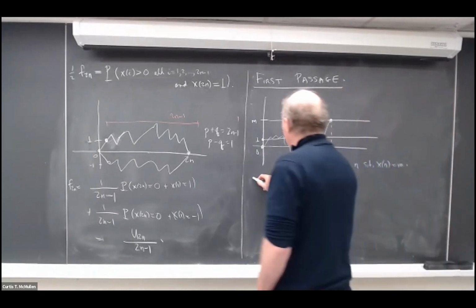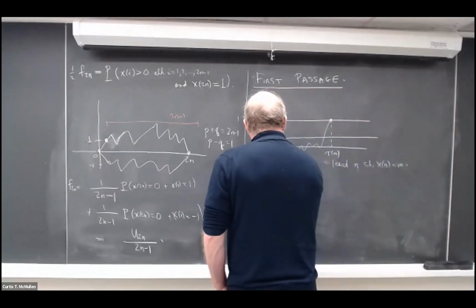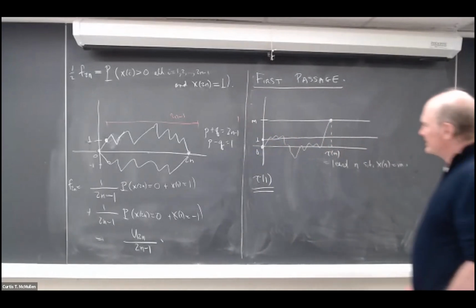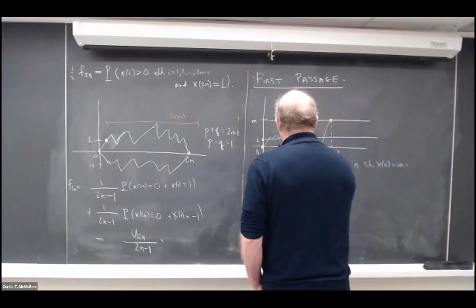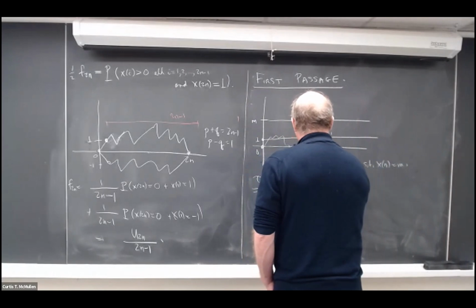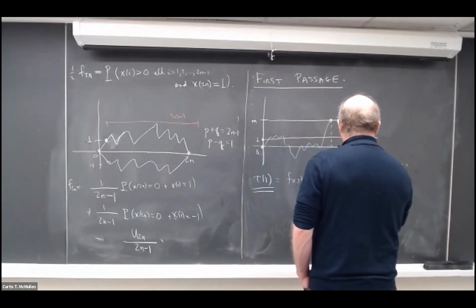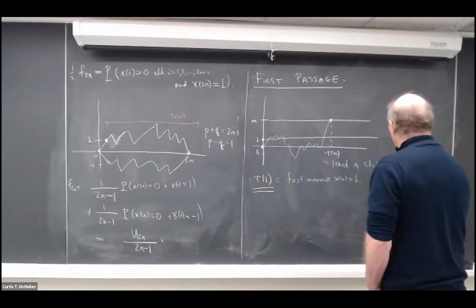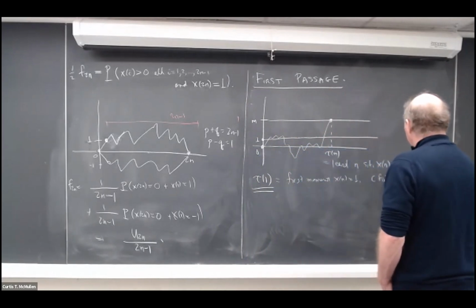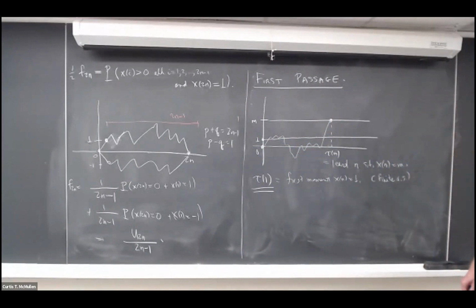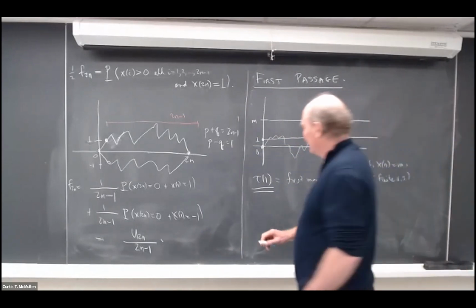So there's a quantity tau of 1 that is of great importance. It's just the first time the random walk visits 1. First moment, x of n equals 1. And again, by recurrence, this is finite almost surely.